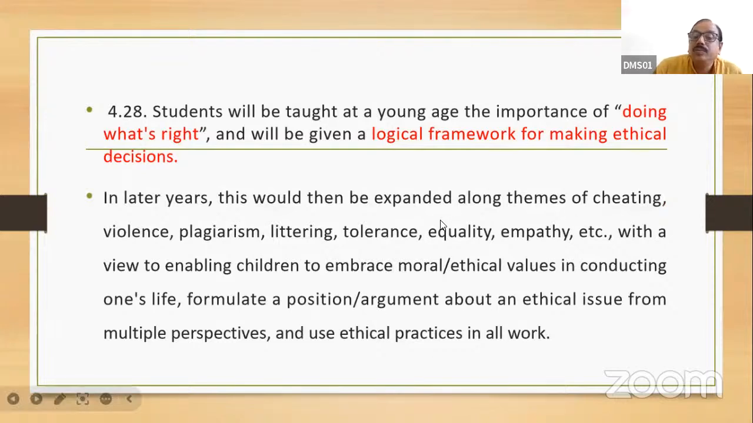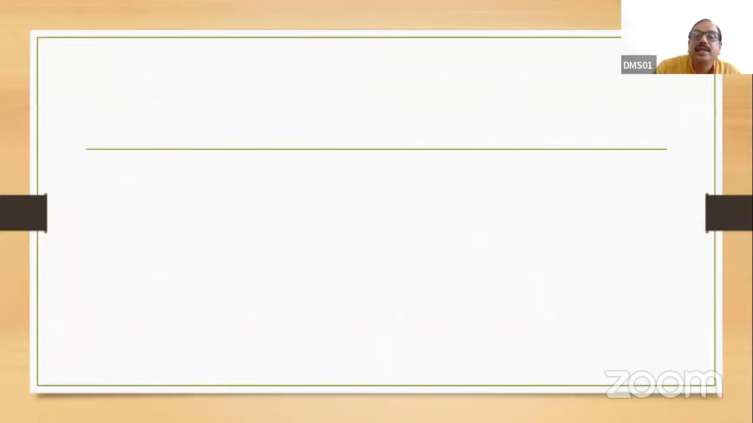In later years, this could be expanded along themes of why these things happen across the country, like cheating, violence, plagiarism, littering, tolerance, equality, empathy, etc. How these are developed and how these values are imbibed, how these characters are built into the system, and how these values are introduced into the systems are to be looked into, and they must have multiple perspectives of those, and in all kinds of work they must have practical experiences.